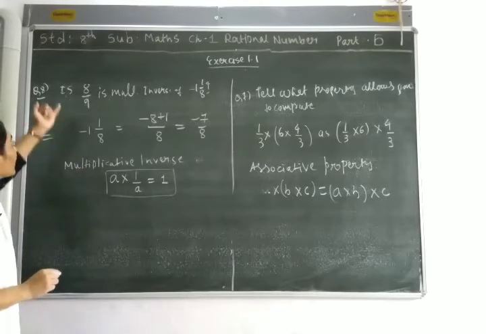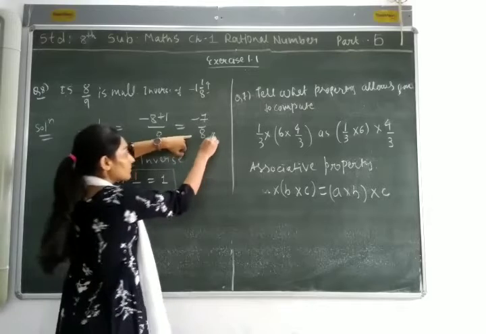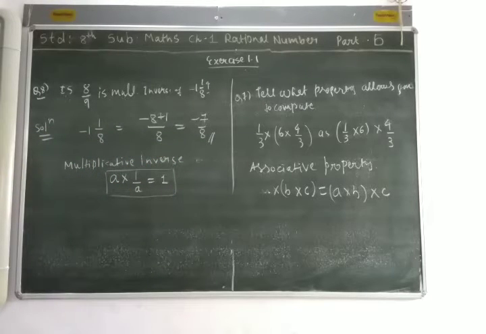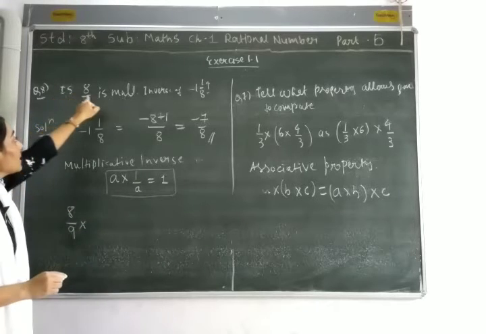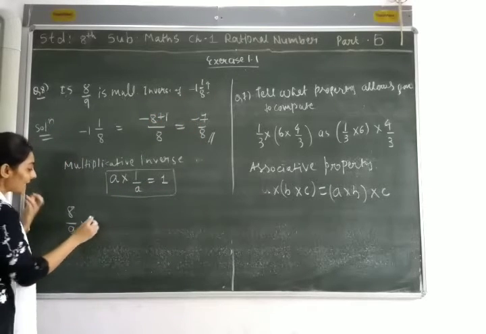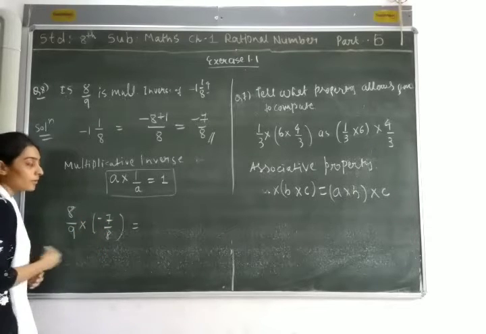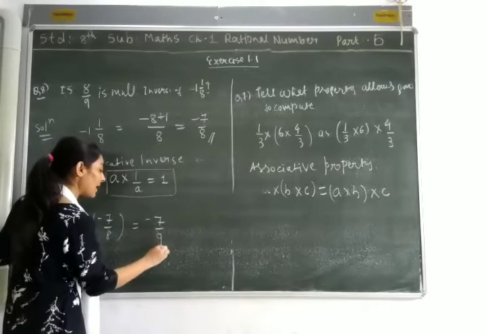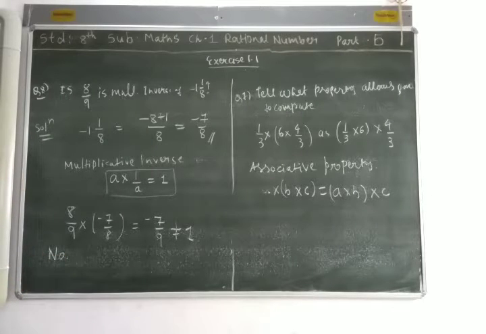Okay. So now look over here. Is 8/9 the multiplicative inverse of this one? When you multiply 8/9 and the multiplicative inverse of this one, it means you just have to write minus 7/8. The resultant value here is minus 7/9. It's not equal to 1. So the answer is no. Okay. Now let's move towards the next question.